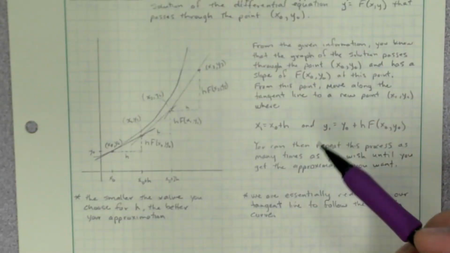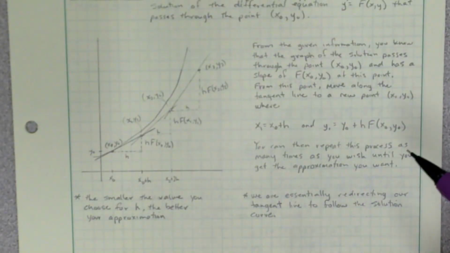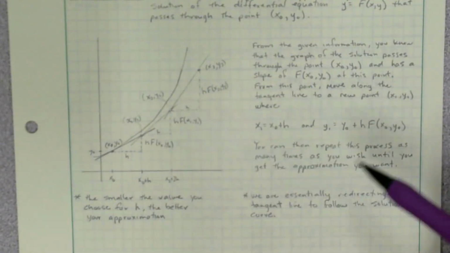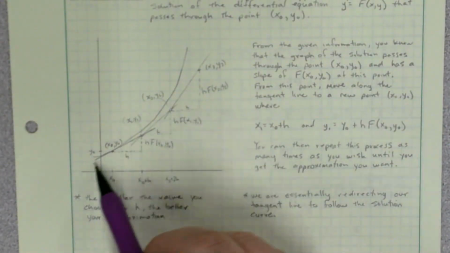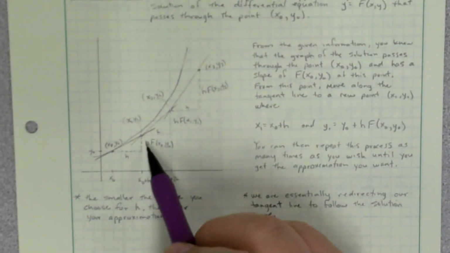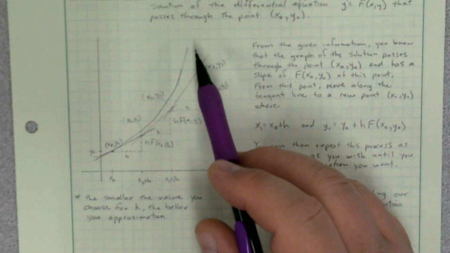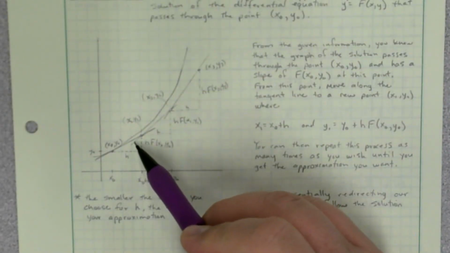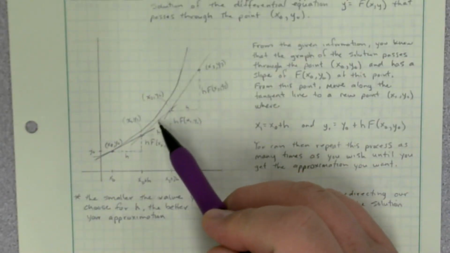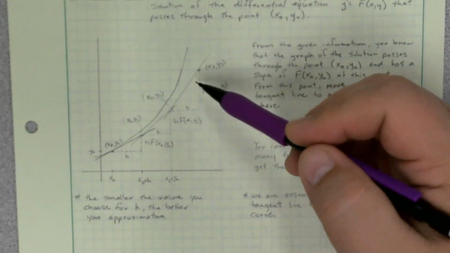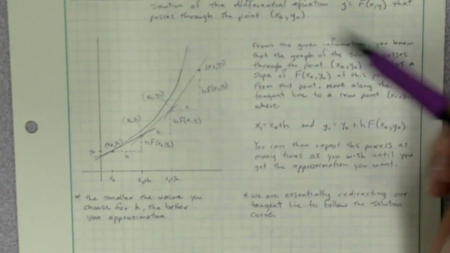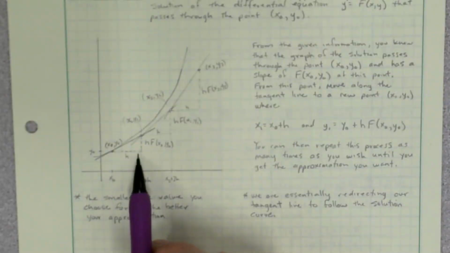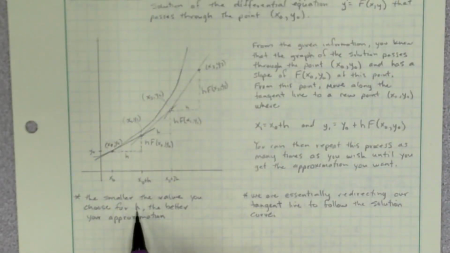What's happening is I repeat this process as many times as I want. What I'm doing is literally redirecting our tangent line to follow the solution curve. So here's the original tangent line, and if I kept on going, the farther out I go, the less accurate it is to the curve. So at a new point, we redirect the tangent line, and it more closely follows the curve itself. You can do this as many times as you like, following the curve to give you a better approximation. The smaller the value of h that you use, the better your approximation is going to be.